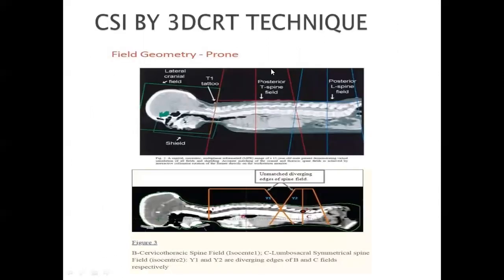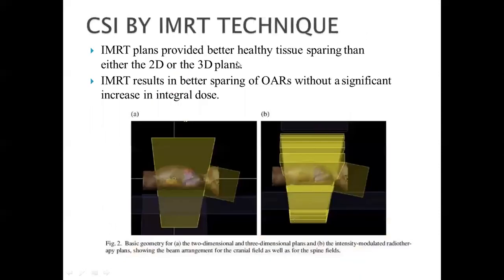This is the 3D CRT, CSA by 3D CRT technique. And coming to CSA by IMRT technique, IMRT plans provided better healthy tissue sparing than 2D or 3D technique. IMRT results in better OAR sparing without a significant increase in integral dose.